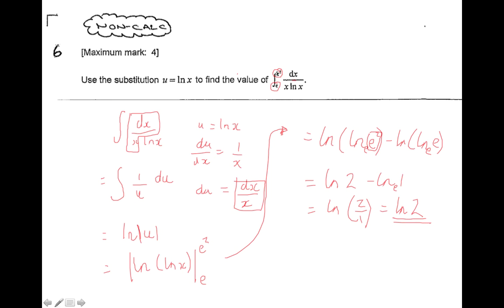So notice I didn't change the e squared and e limits for x into the limits for u. You could have done that, and you could have then just answered directly from here.